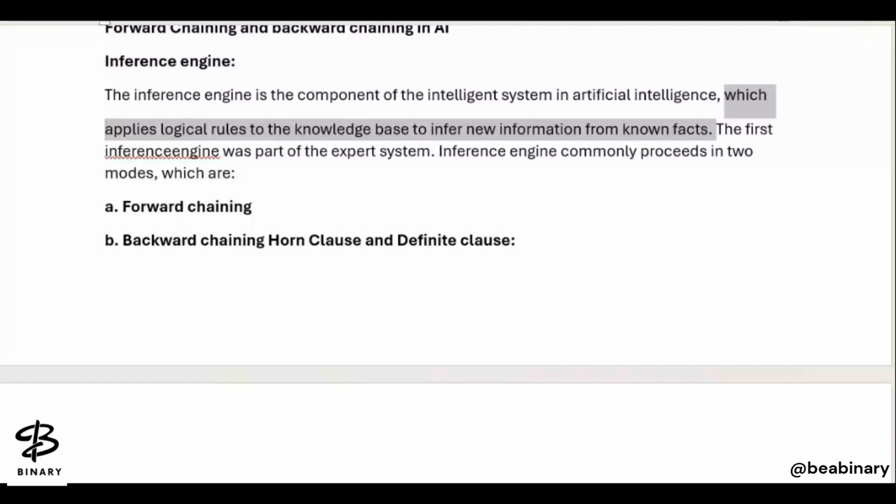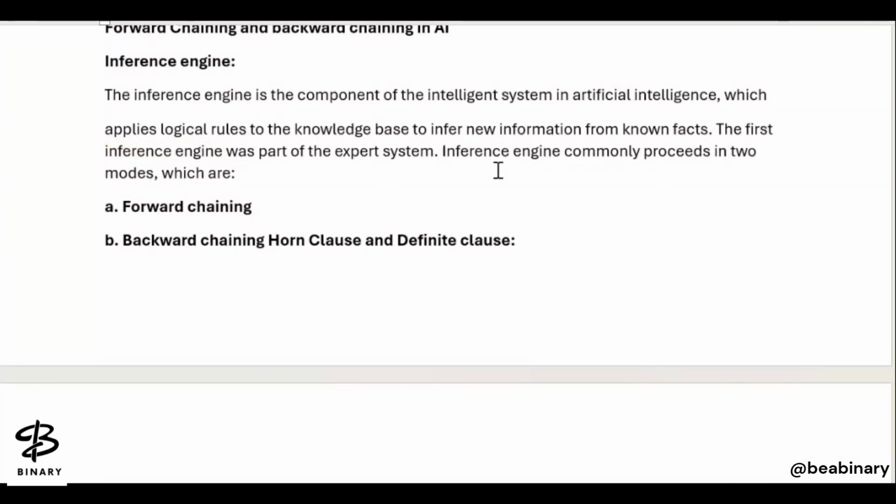The data that already exists, the history of the data, is used to discover new information from that data, or simply, data discovery will be performed here. The first inference engine was a part of an expert engine. The inference engine commonly proceeds in two modes, which are forward chaining and backward chaining, right? So what are forward chaining and backward chaining in the inference engine?